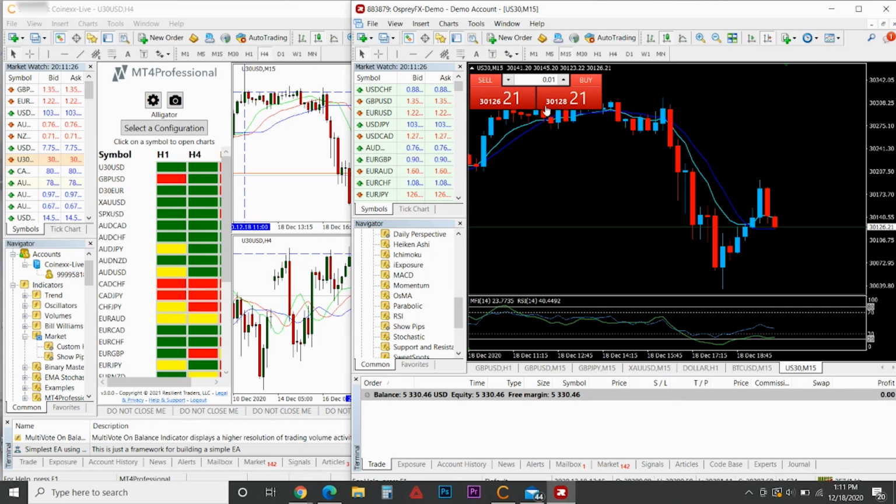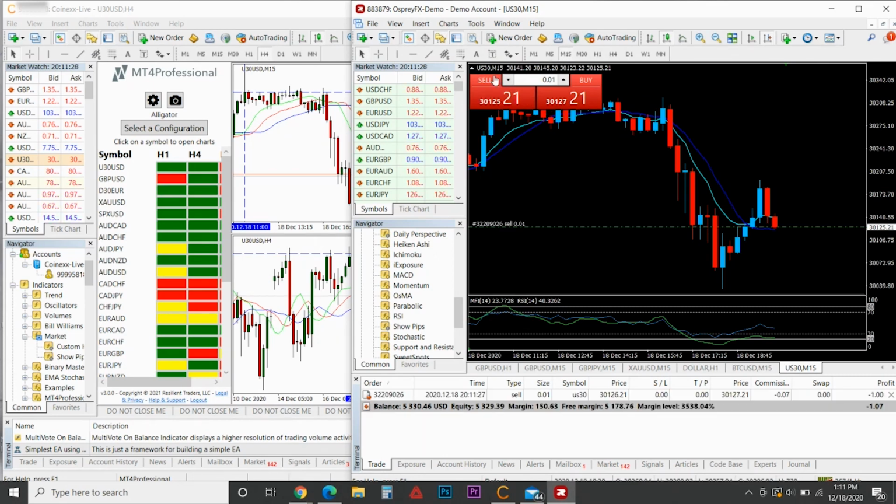Okay guys, so you can see that on the left I have the CoinEx broker and on the right I'm using Osprey.